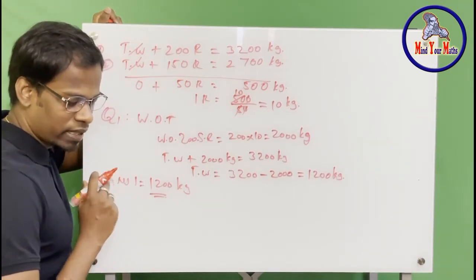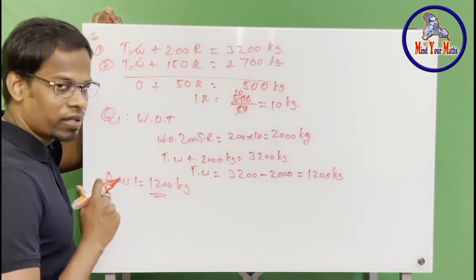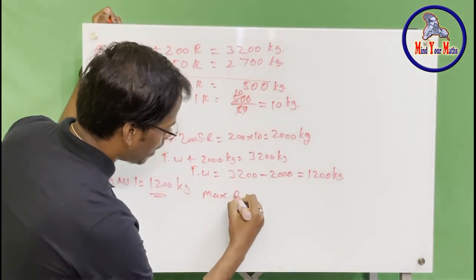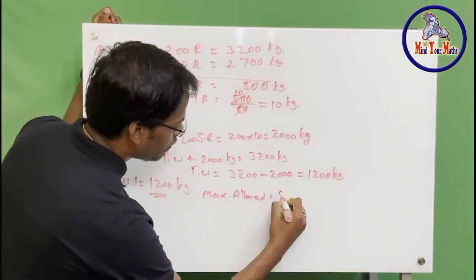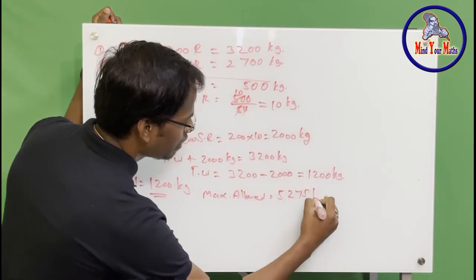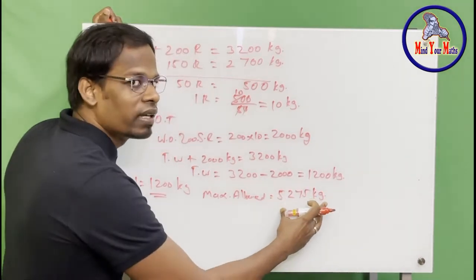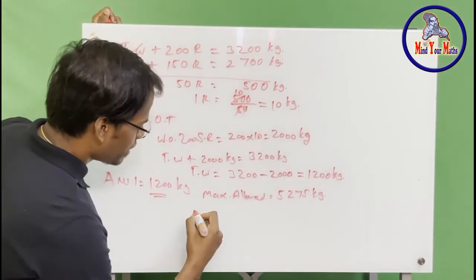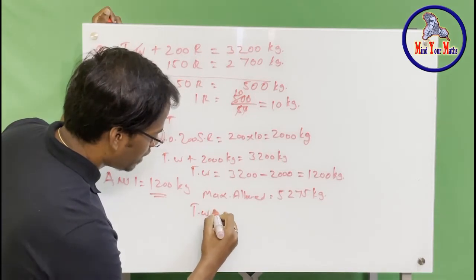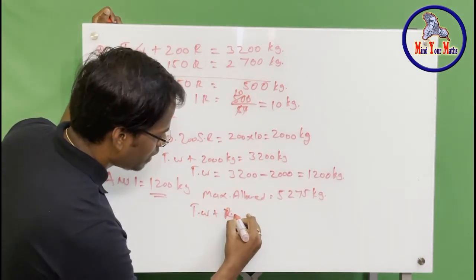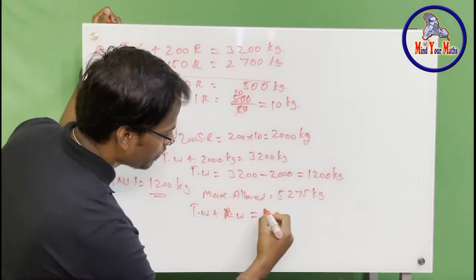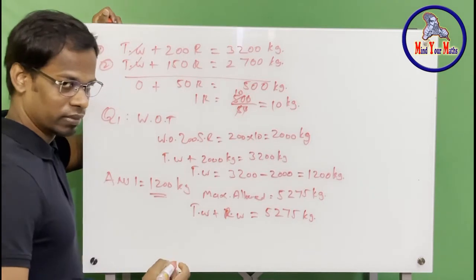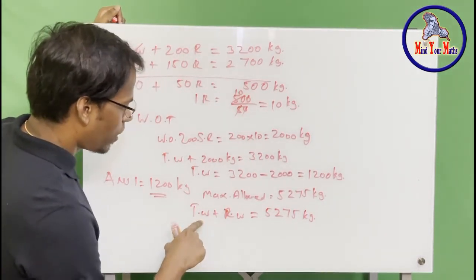Now the second question is, if the maximum weight allowed on the road is 5,275 kilograms, how many sacks of rice can be loaded onto the truck? So it says that the max allowed is 5,275 kilograms, which includes the truck's weight as well. Got it? Okay, so what it means is that truck's weight plus rice weight equals 5,275 kilograms.